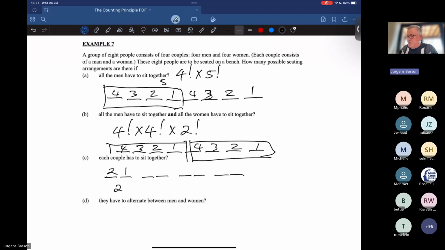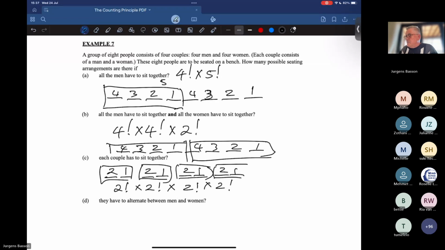But this couple will be 2, 1. So that means 2 factorial, times 2, 1, which is 2 factorial, times 2, 1, 2 factorial, times 2, 1, which is also 2 factorial. But as you now can see, I've got 4 groups. So I first arranged each couple, 2 factorial, 4 of them, and then I arrange the groups. And as you can see, it's quite clear. The groups are 4, 3, 2, and 1.